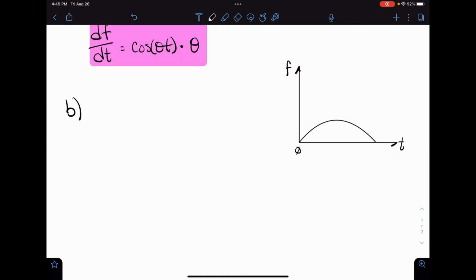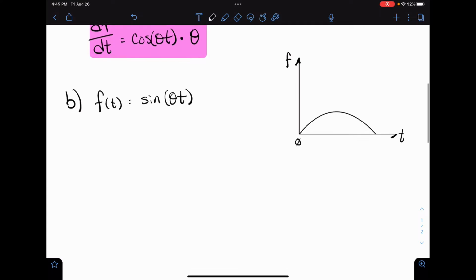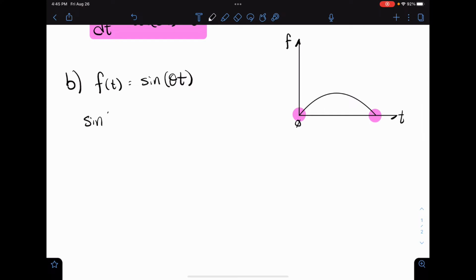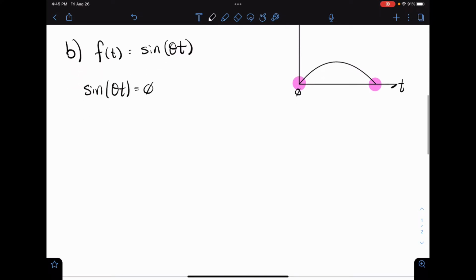Part B asks us to find the area under the curve. Now we've done this a few times, but what's unique about this one is we have to do a little bit extra to find our limits. What we do know is that the function we're working with is sine of theta t, theta being some sort of constant. What we do need to find is where the function equals 0 at those 2 points. So if we set sine of theta t equal to 0, we can then solve.